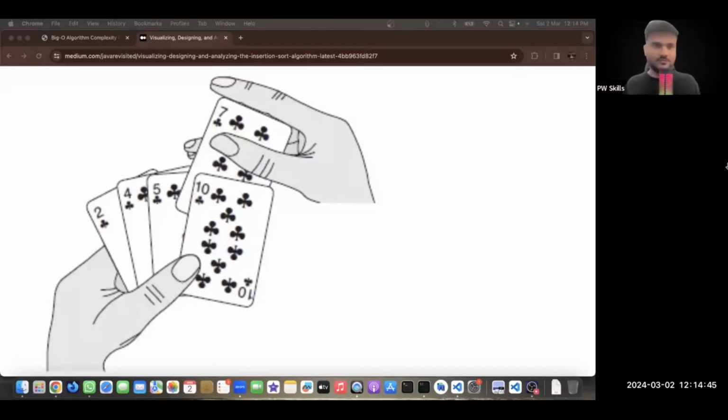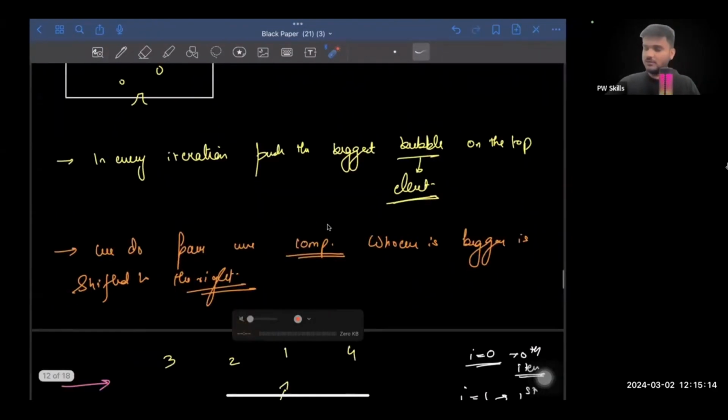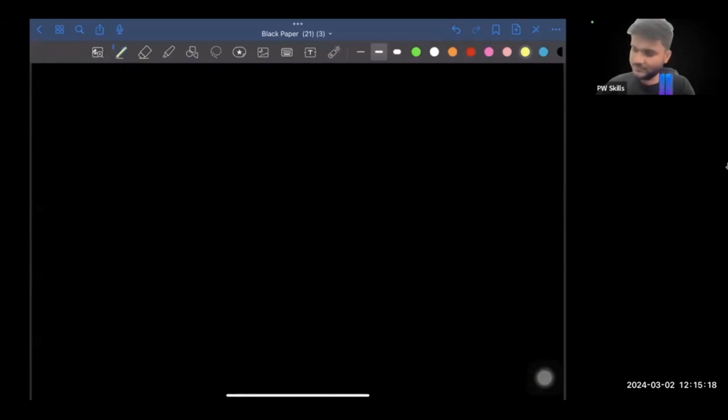So most of the time, if you see people playing with cards, they take one hand and put a bunch of cards there which are already in ascending order, let's say 2, 4, 5, 10. Then they take one card from the deck and insert it at its right place. For example, this person took 7 and is trying to insert this card between 5 and 10. This is going to give us a new sorting algorithm altogether. This sorting algorithm is called insertion sort.